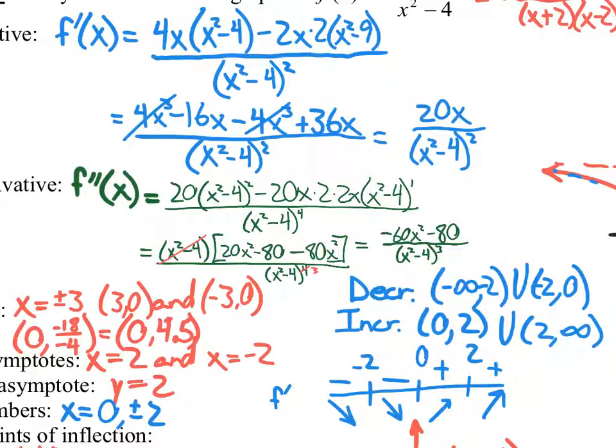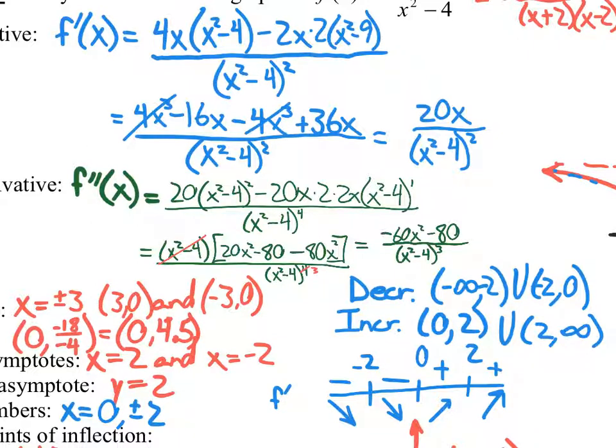Okay? So we should be able to get to negative 60x squared minus 80 all over x squared minus 4 cubed. This is where simplifying that quotient rule, because we used the chain rule, so I factored out an x squared minus 4 on the numerator, and I was able to cancel with the denominator. Okay? So now I have my second derivative.